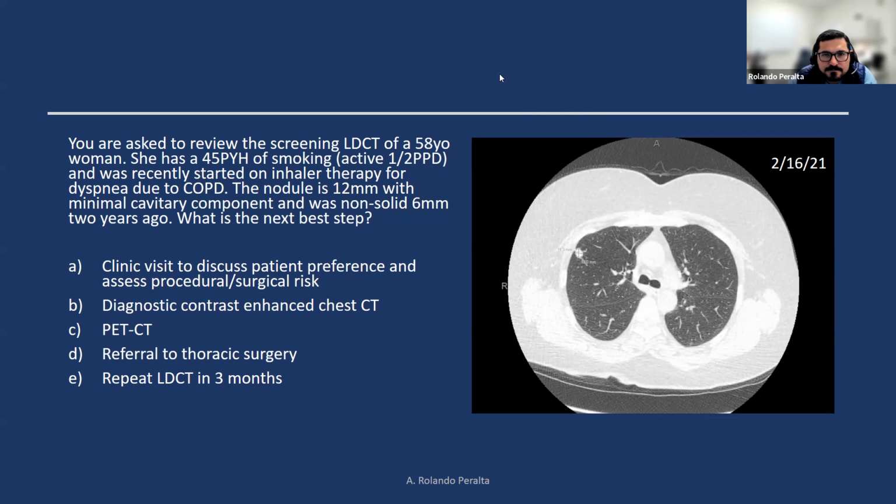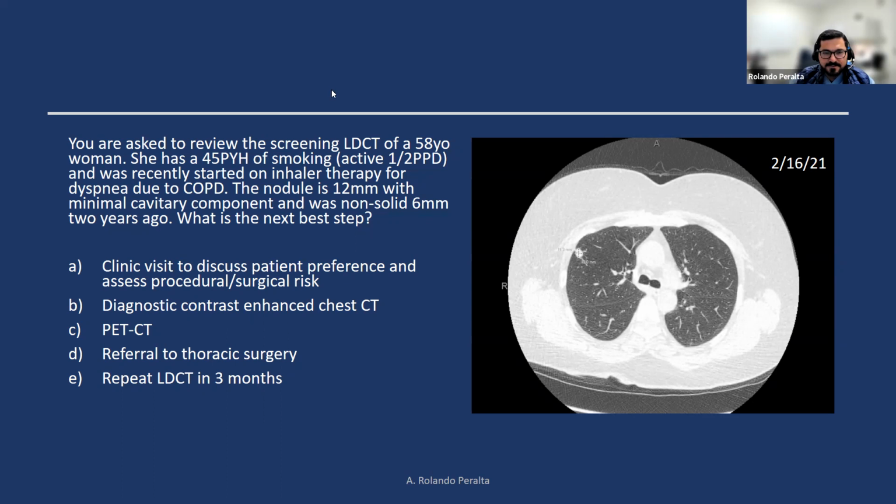All right, Chris says clinic visit. Anybody else? That seems very high risk to me, right? And why not send them to surgery? Why not take a biopsy? I wish this was live or in person.